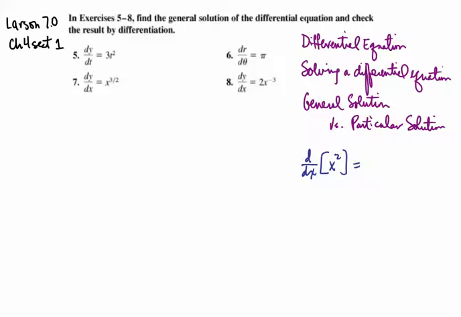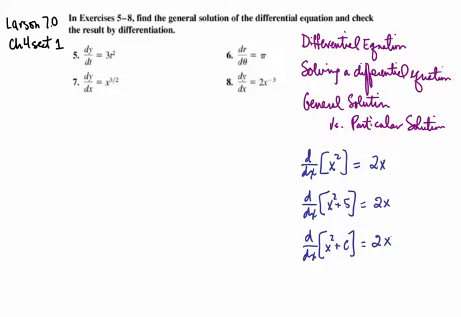For example, the derivative of x squared is 2x. The derivative of x squared plus 5 is still 2x. The derivative of x squared plus any constant would still be 2x. So when we take the derivative, we lose any constants that are added or subtracted. When we solve a differential equation, we'll be able to get back to the original function, but we won't know the constant.